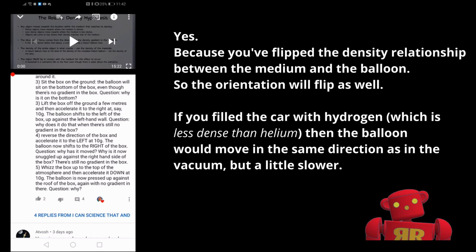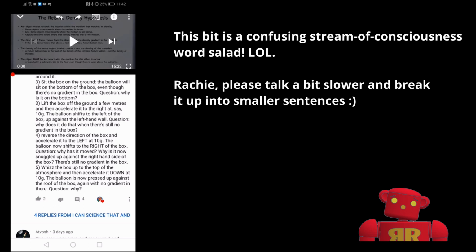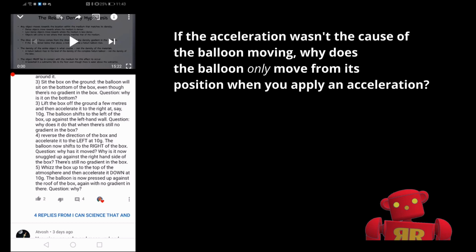So obviously the medium does cause objects to move in a certain direction. Like, if you keep the acceleration and then you say in a vacuum it goes in the opposite direction, but then you add the medium and then you say the helium balloon now goes in the direction of acceleration, the acceleration obviously wasn't the cause, right?